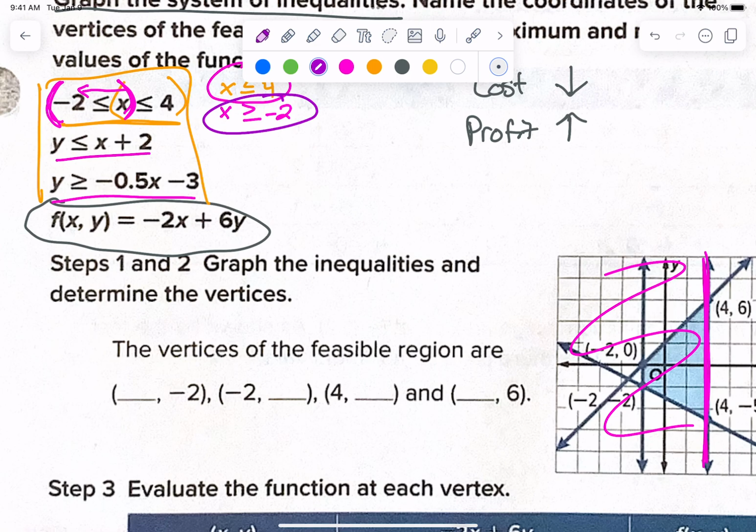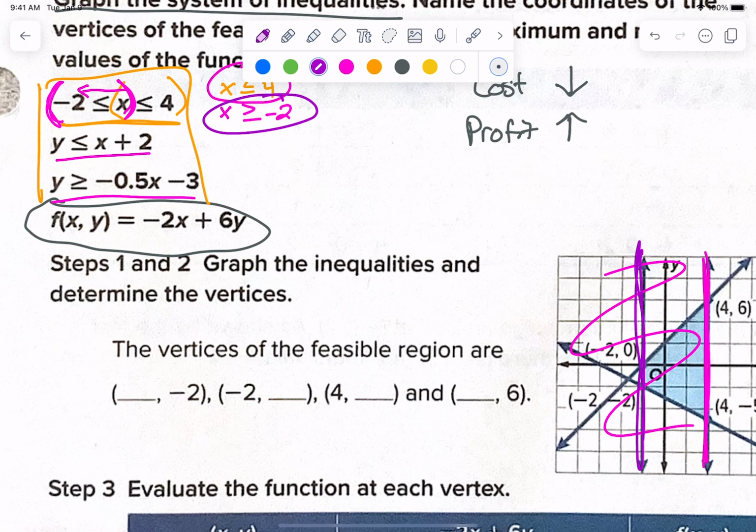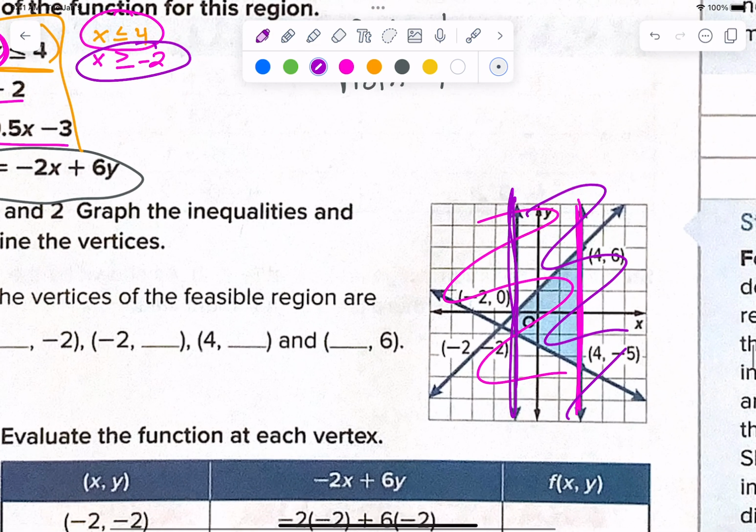Starting again, we've got x is greater than or equal to -2. That's where we're at right now. -2 is this line right here, and greater than or equal to goes this direction. Do you see how we have those two vertical lines? Less than 4, greater than or equal to -2.